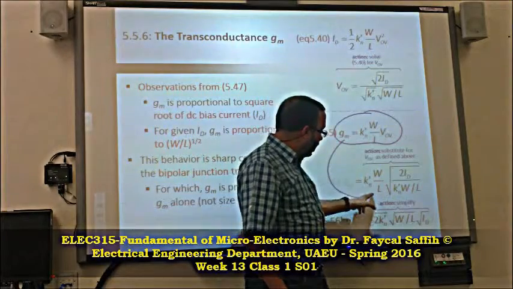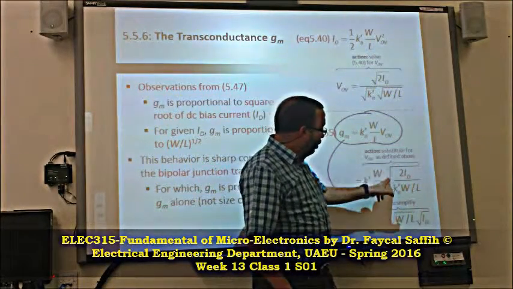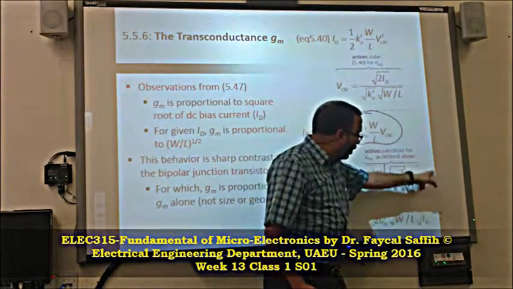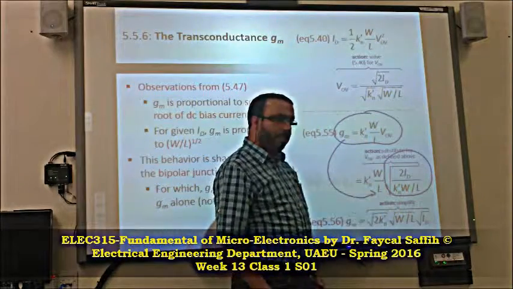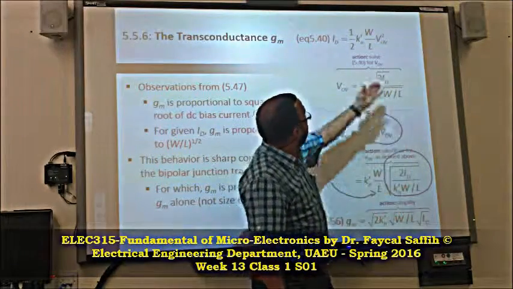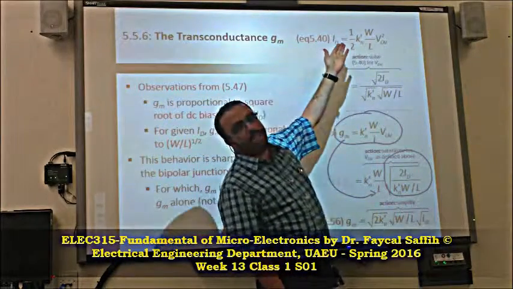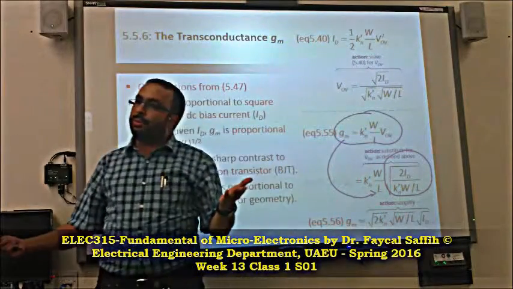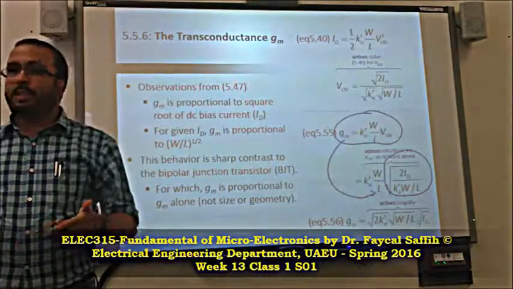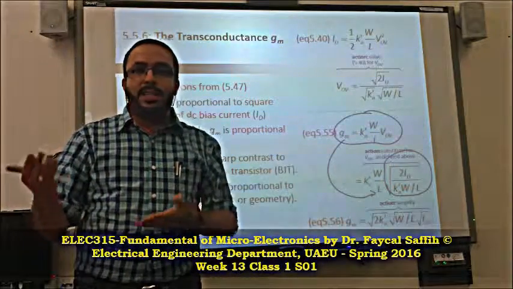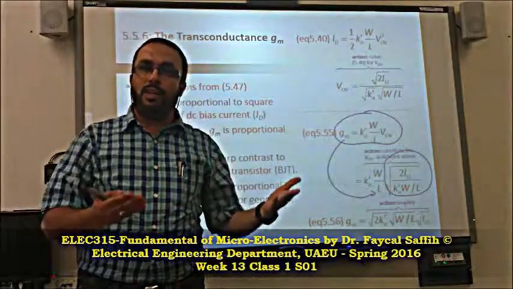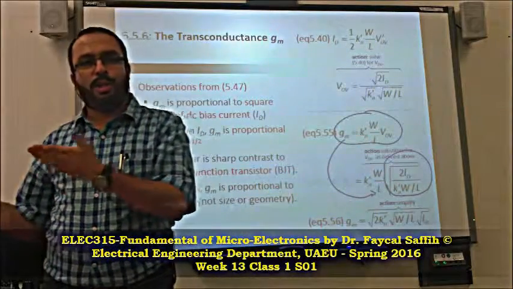In this step, we just replaced the term of the overdrive voltage by this equation. Where do we get this equation? This is the current in saturation, because the amplifier cannot work in triode, because it's not a VCCS, a voltage controlled current source.